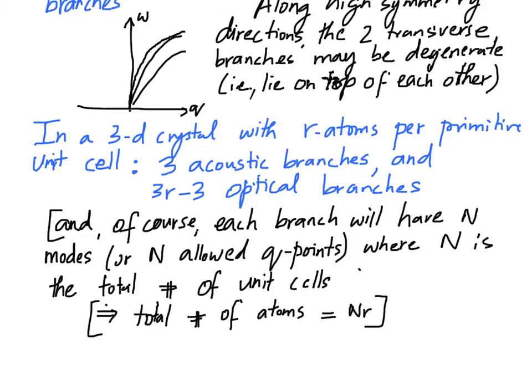And you can make sure it all makes sense also by looking at the total number of atoms in our system. If there are n unit cells, there are nR atoms. Because it's 3D, there are 3nR degrees of freedom. So 3nR degrees of freedom, 3nR modes in our dispersion diagram. So it all makes sense.